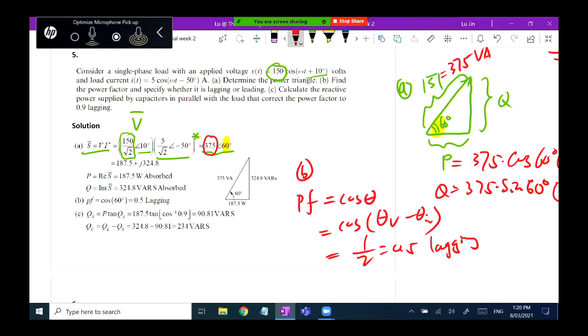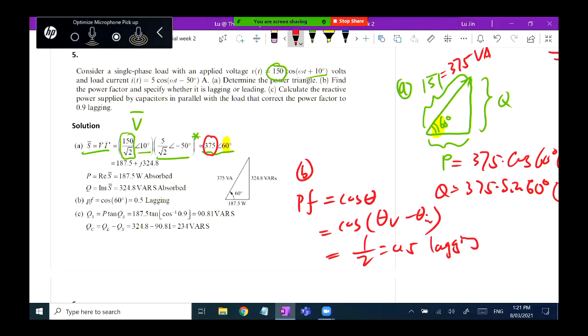Please be very careful with part C of question number 5, because in the past 2 years, similar questions were given in class test 1. Okay, just for the compensation. So in question C, calculate the reactive power supplied by capacitors in parallel with the load that corrects the power factor.